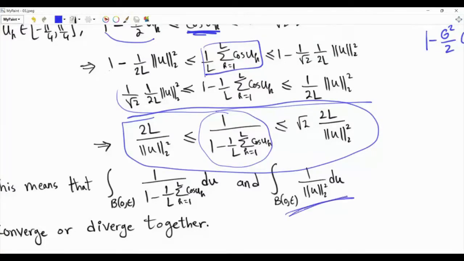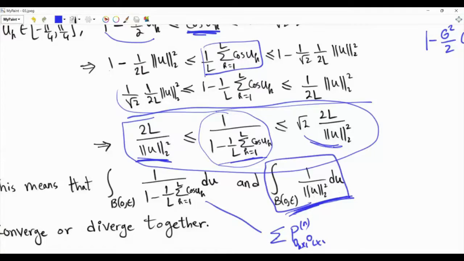Now, if this integral is finite, then this upper bound will be finite when we integrate, and our integral of interest will be finite. If this integral here is infinite, then this lower bound, when we integrate, will be infinite, and the integral of interest will be infinite. So this means that both integrals converge or diverge together. And note that the sum of n_00^(l) and the sum of n_00^(l) also converge or diverge together. The classification of states is now a matter of determining whether this integral is finite or infinite.